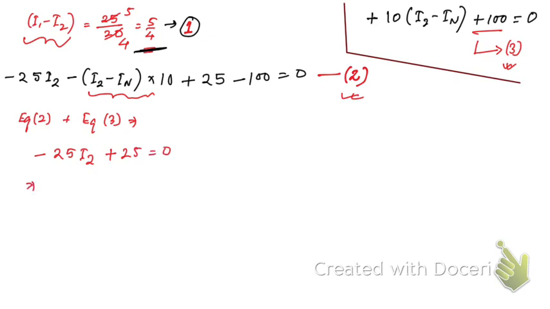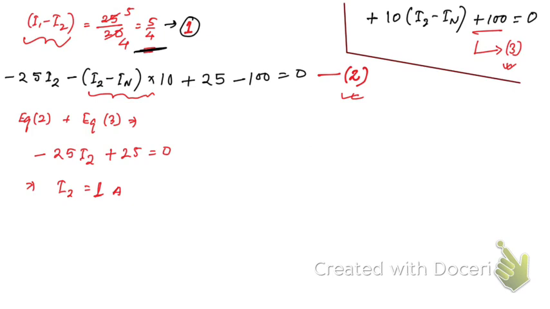So if that is the case, then I2 is going to be equal to 1, right? If you simplify this, you will get 1, right? Minus 25 I2 equals minus 25, cancels, gives 1, right? 1 ampere. That's what we have got, right?